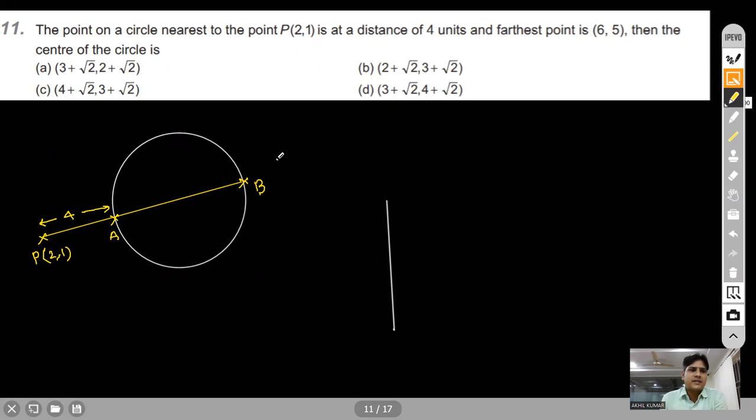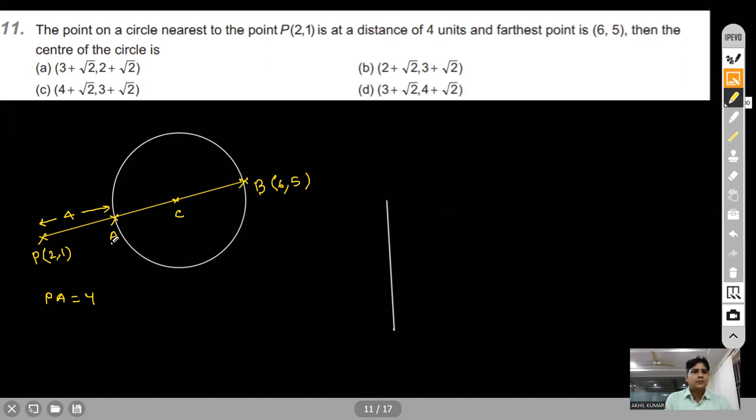So here one concept is there. The farthest distance from P will be along the diameter actually. If PA is 4 units, and A is the point nearest to P, the farthest point will be along the diameter itself. What does it mean? It means that AB must be the diameter. Then only we can say the B point will be farthest from P, right? So PA is given as 4, and the coordinates of point B are given as 6, 5. Then we need to find the center of the circle.